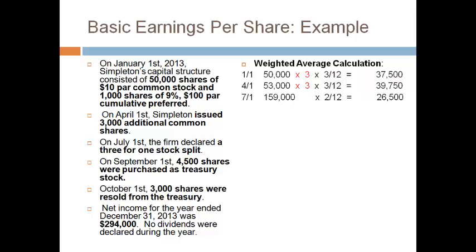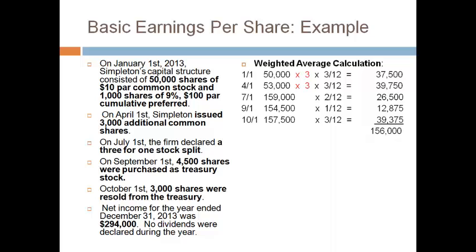The 3 times must be applied to every line item above the stock split line for consistency. This is referred to as retroactive to the beginning of the year. The next transaction that happens on September 1 is a purchase of treasury stock that reduces the number of outstanding shares. The final transaction is to reissue 3,000 shares of treasury stock and increase the number of common shares outstanding.